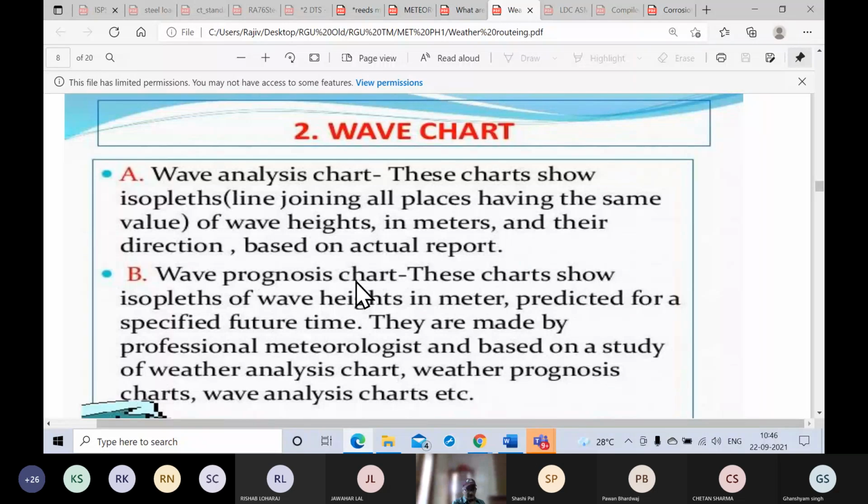And you can have wave prognosis charts. They show isoplats, a word used for lines joining all places having the same heights in meters, if you are talking about waves predicted for a specified future time. This means it is a prognosis. They are prognosis charts, future. The wave analysis is extended to prognosis. This is how you also have the weather messages, or the PGC messages, or the weather fax messages. First you have analysis and then you have prognosis. Prognosis is an extension by prediction.